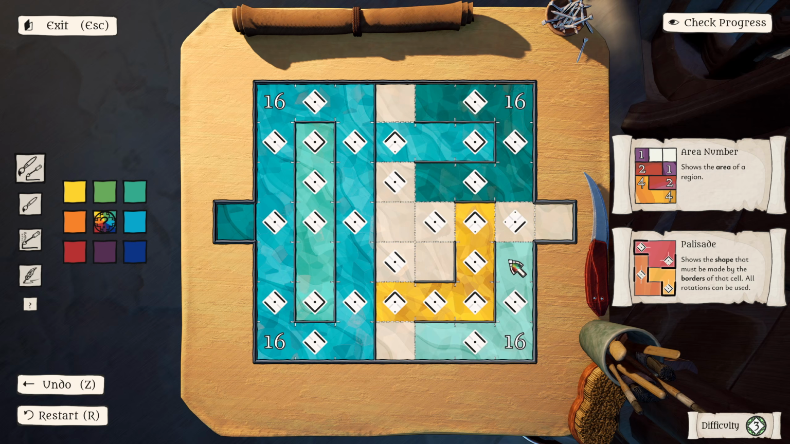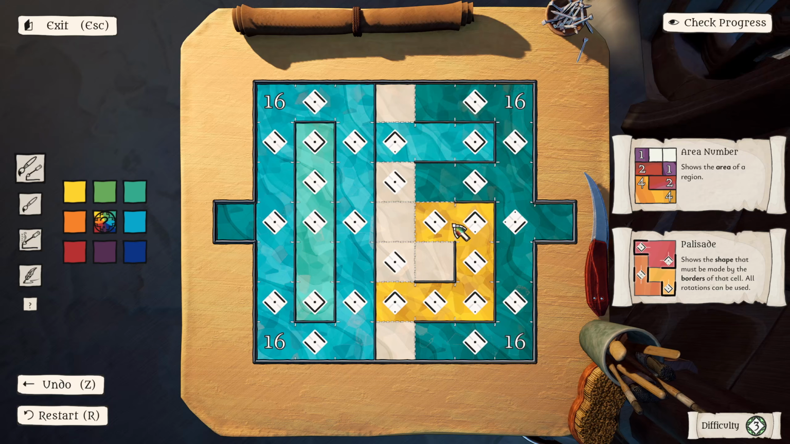7, 12, 13, 14. This, we still haven't decided if it's going left or right yet. I don't think it can go right, because then whichever way this goes, it's going to have problems. So I'm pretty sure this is true.